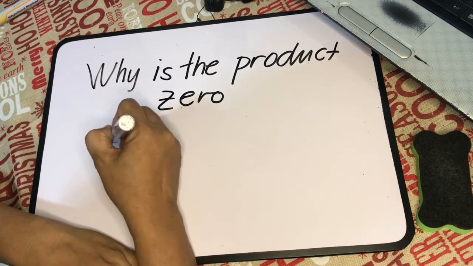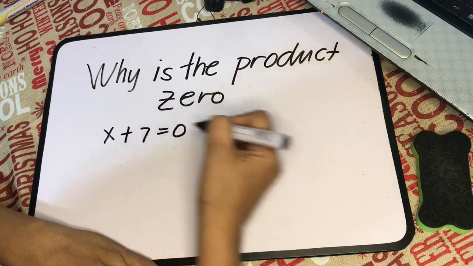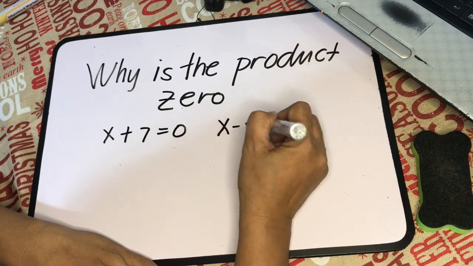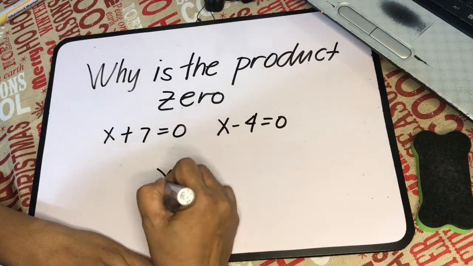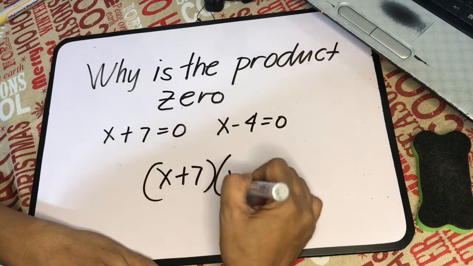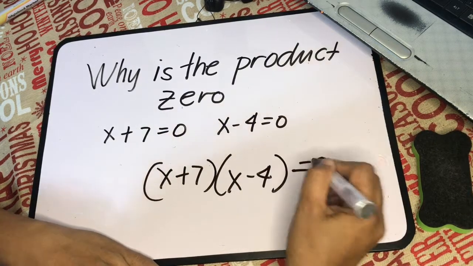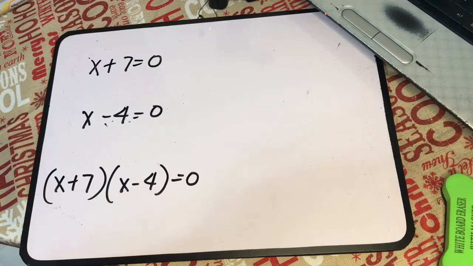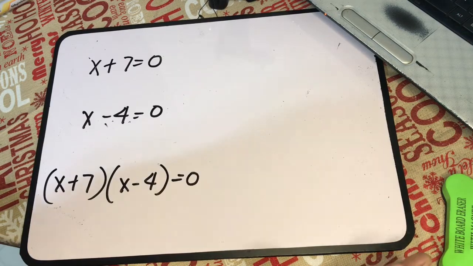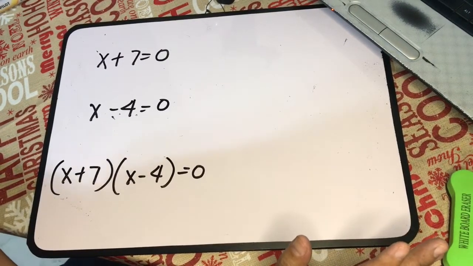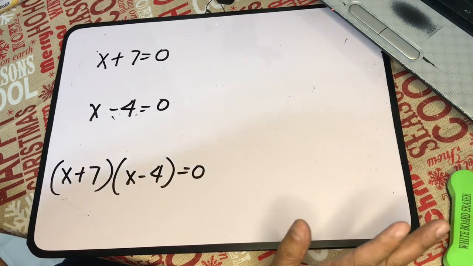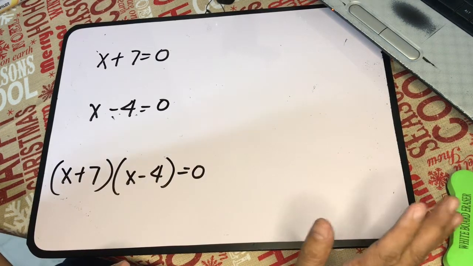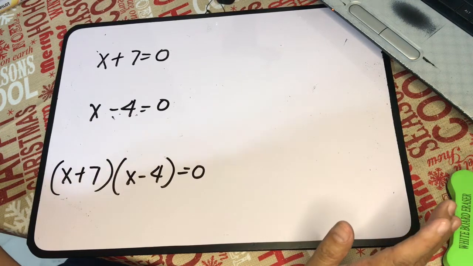Let's say, for example, you have x plus 7 is equal to 0, x minus 4 is equal to 0, or x plus 7 times x minus 4 is equal to 0. Now, what values of x would make each equation true? And how would you know if the value of x that you got satisfies the given equation?